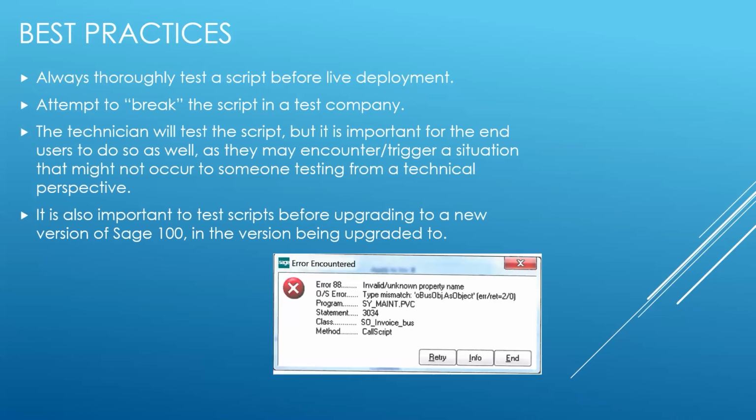On the same score, if you're upgrading your Sage 100 to a newer version, it's important that while it's still in the testing process, you make sure that scripts from the old system work in the new system as well. Occasionally, Sage will add fields or change the way that business objects behave slightly, and that can sometimes require adjustments to a script to ensure that it does not encounter any errors.